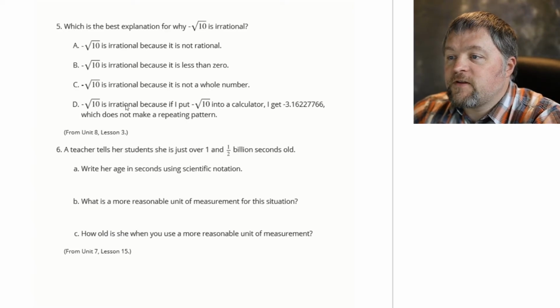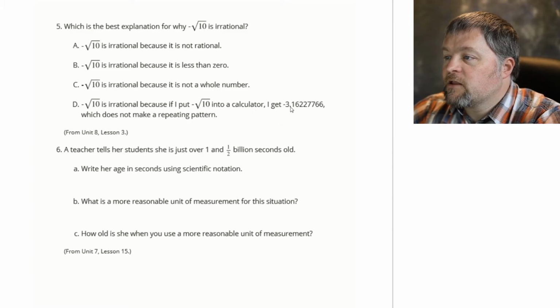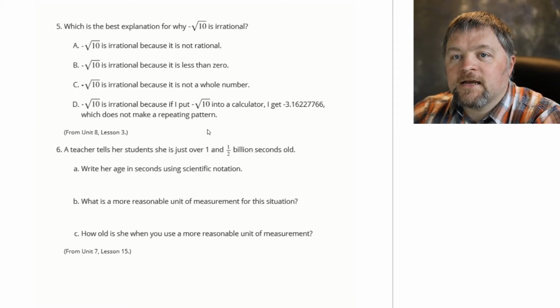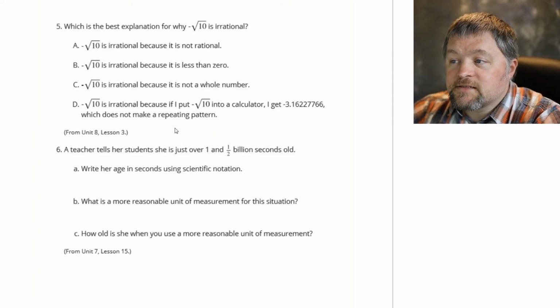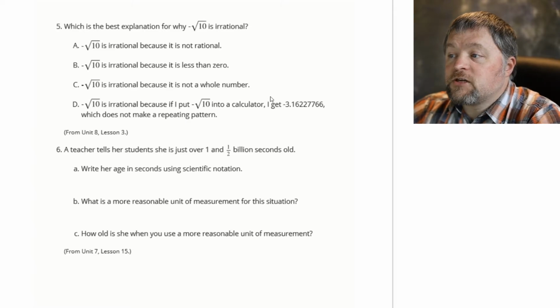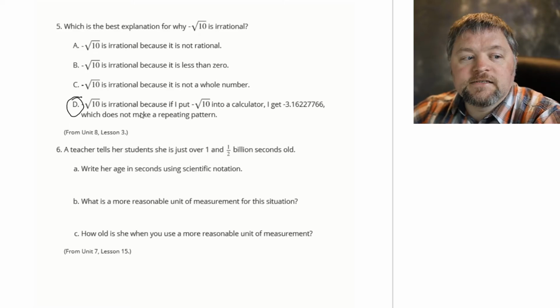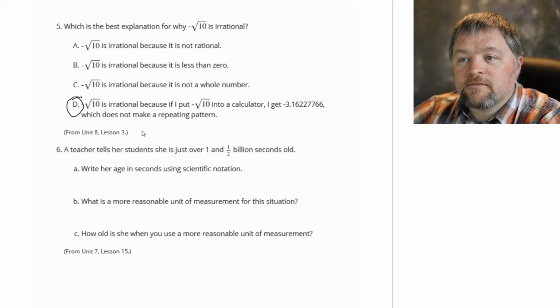Negative the square root of 10 is irrational because if I put the negative square root of 10 into a calculator, I get negative 3.16227766, which does not make a repeating pattern. An irrational number is a number which never stops and never repeats. So D is the best explanation that we saw.